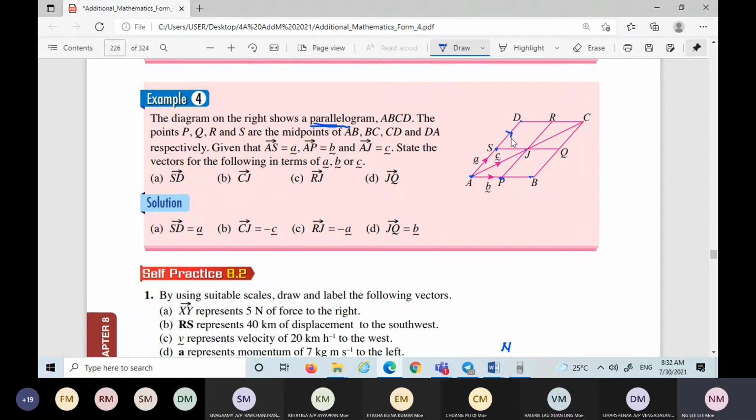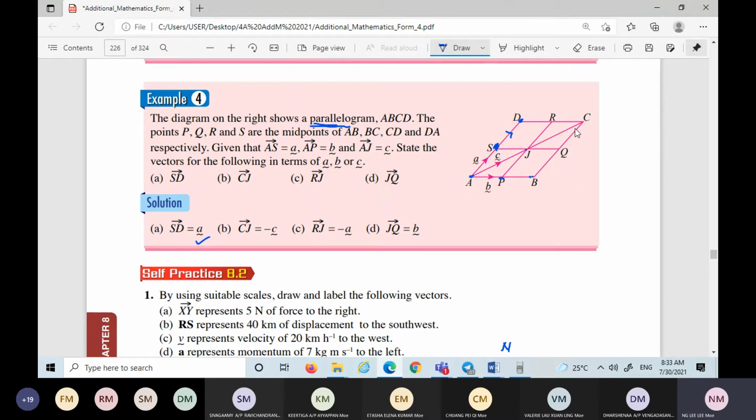SD. Okay, so now you see from S to D, this vector will have the same direction as the A, and the magnitude is also the same. Therefore, SD and AS are actually the same. So if you label in terms of ABC, SD is A. Okay, now we see CJ.